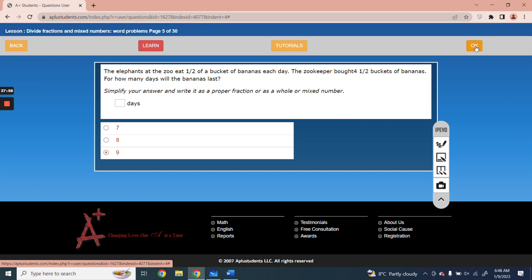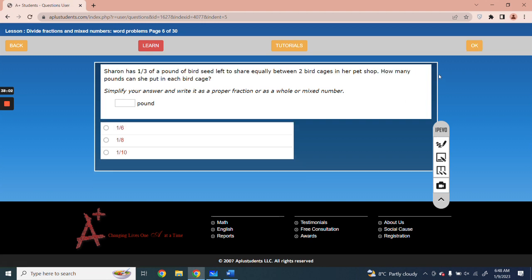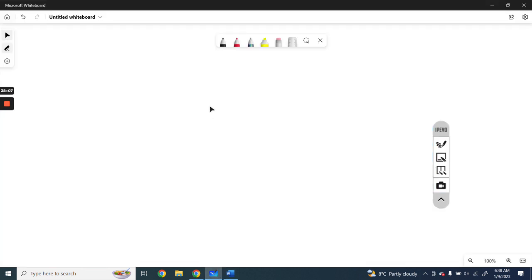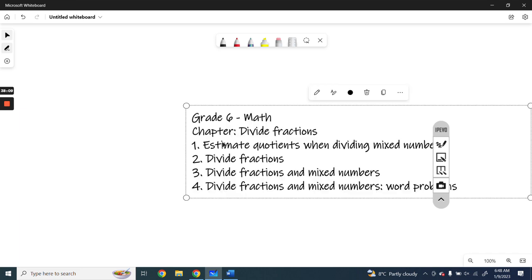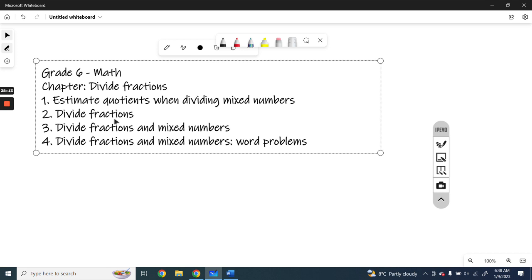Okay, you can complete the test by yourself later today. If you need more help with the lesson, you can contact any tutor on the Skype. They are available from Monday to Friday, 5 to 9. Got it? So we are working on grade 6 maths. The chapter we are working on is divide fractions. The lessons we just completed are estimate quotients when dividing mixed numbers, divide fractions and mixed numbers, and divide fractions and mixed numbers word problems.